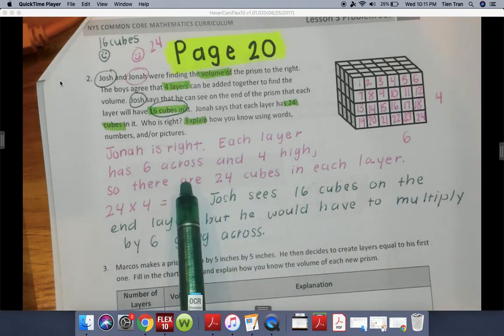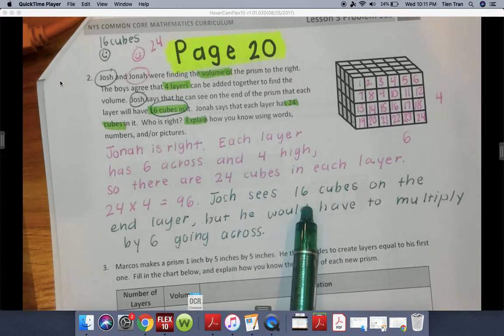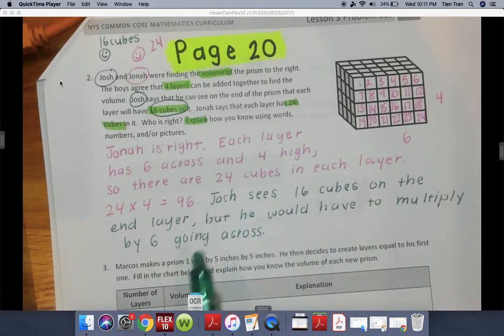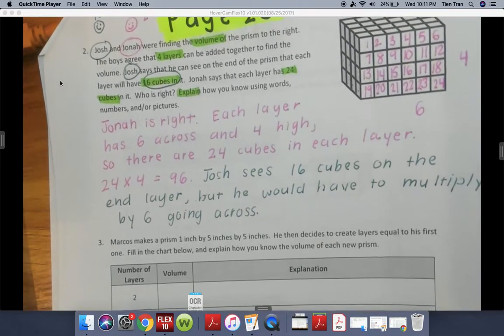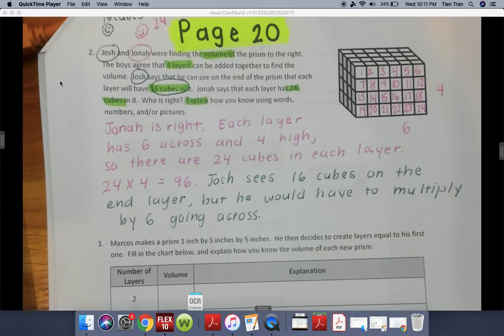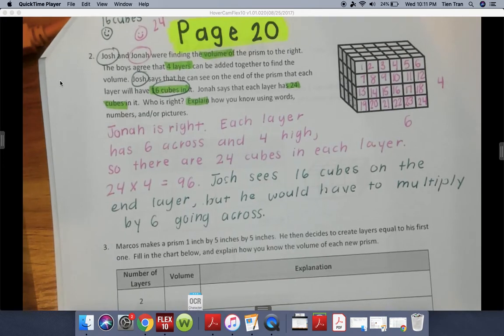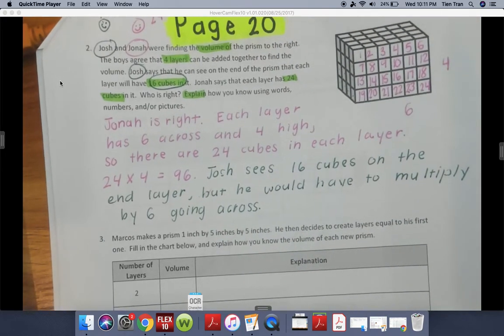So Jonah is correct, whereas Josh is incorrect. Because if you were to keep multiplying, you would not get 96. You would get a smaller number, okay? So I'm going to move on to problem number 3. And at any time you need to pause the video so you can write down something, make sure you do. Or if you have a question, make sure you're asking me and sending me emails so that I can clarify your question.